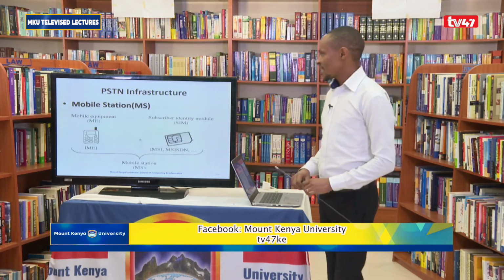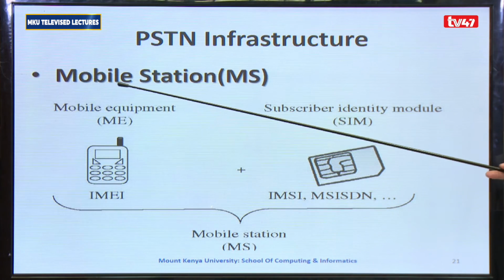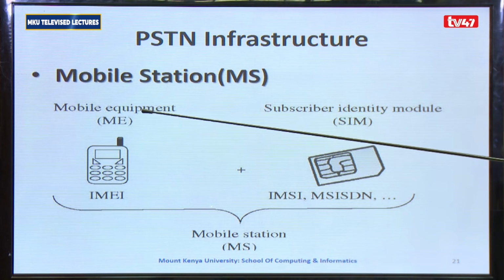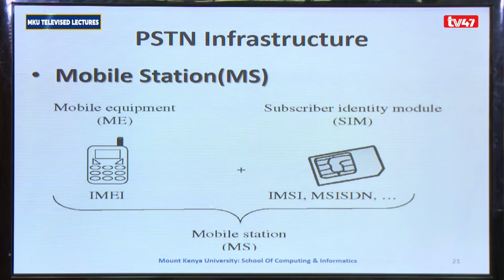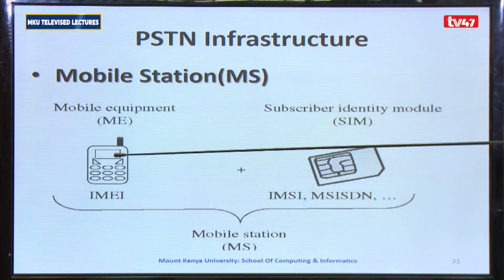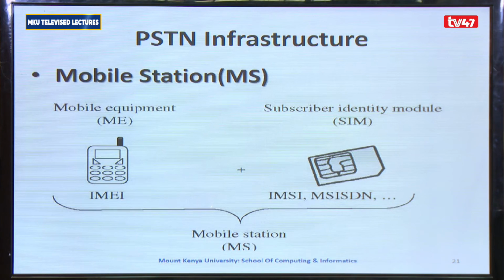Moving on to the PSTN infrastructure, the main aim of this is to understand the main components in a mobile computing environment. I'll start by defining some of the terms that we use in the PSTN infrastructure, and I start with the mobile station, MS. The mobile station comprises two things. That is the mobile equipment, which we call ME. This can be your laptop, your phone, or your personal digital assistant, PDA, which comes with a number attached to it.